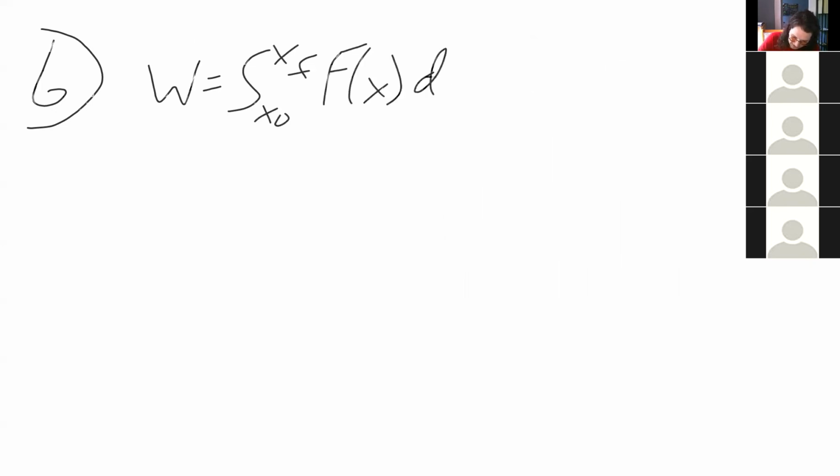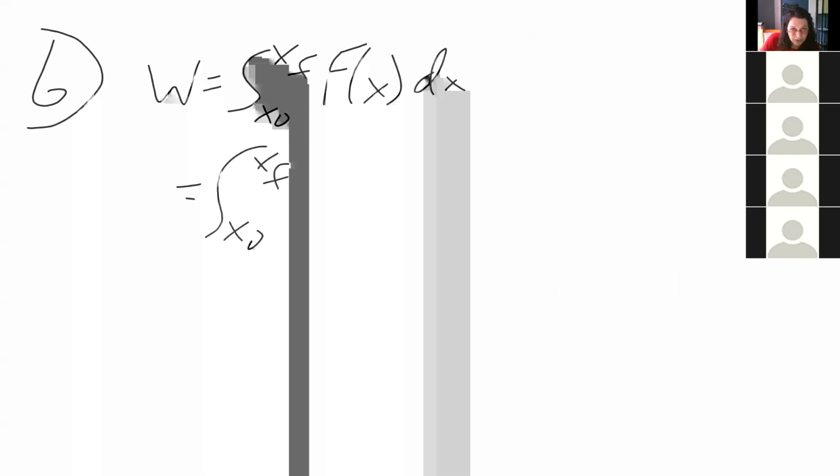Problem 6. I'm asked to find the work done on moving a particle from x equals 0 to some other x. I know that that work will be equal to the integral from x initial to x final of my force in terms of x times dx. So that'll be the integral from x initial to x final. The force equation that I'm given is F naught times (x on x naught minus 1) dx.